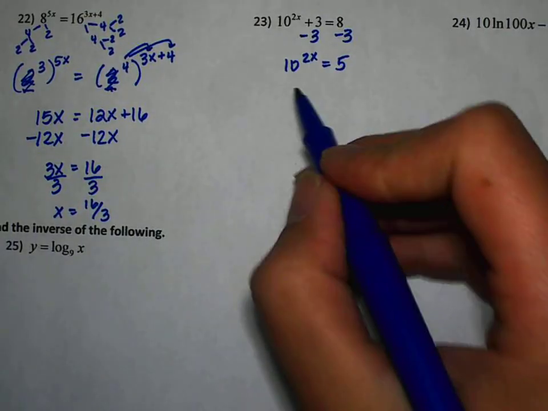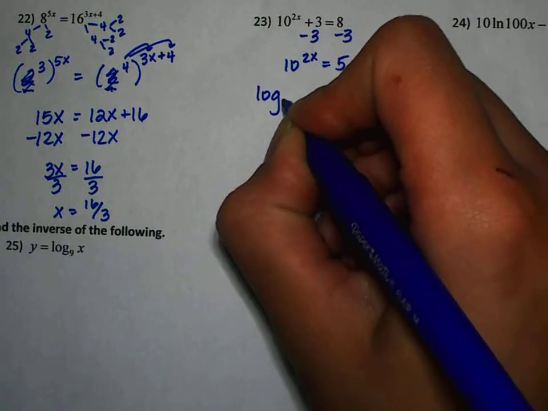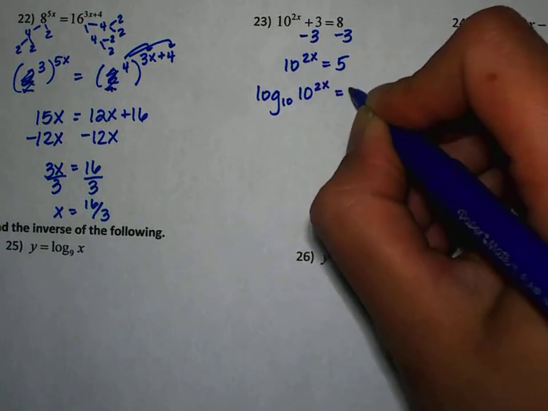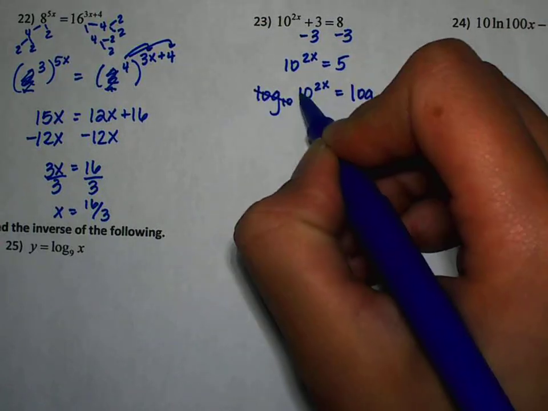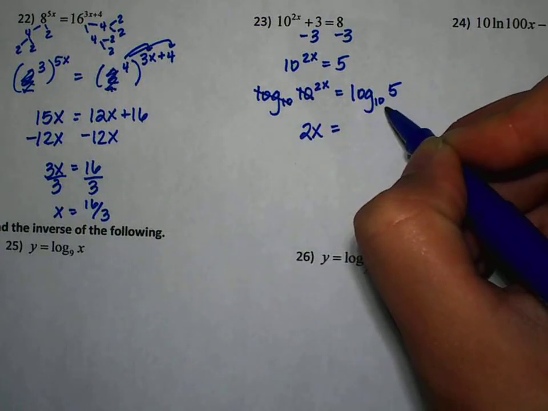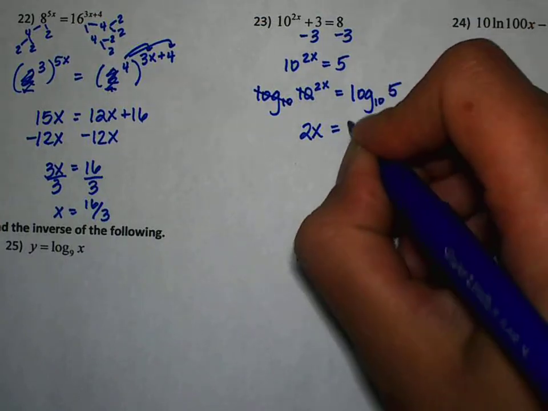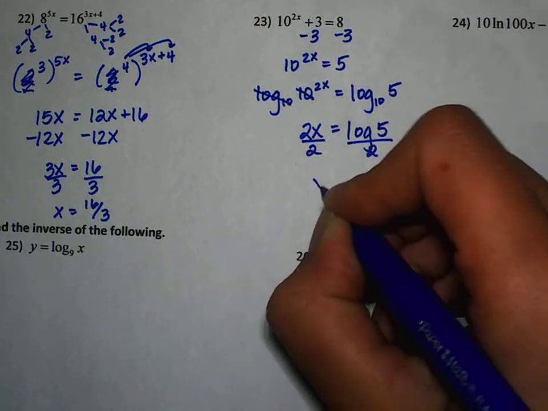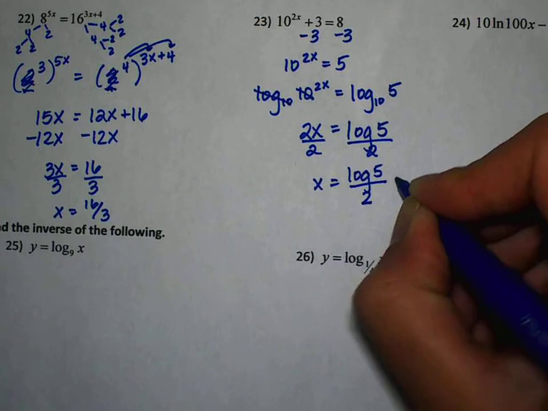So what is the base of my log? It's going to match the base of my exponent. So I'm going to use log base 10 of 10 to the 2x power is equal to, whatever you do to the left, you have to do to the right, log base 10 of 5. So this log base 10 crosses out that 10, and we're just left with 2x. Remember, log base 10 you usually don't see the subscript 10, the base. It's the common log, so you could just use log of 5. We'll divide by 2. Log of 5 divided by 2.